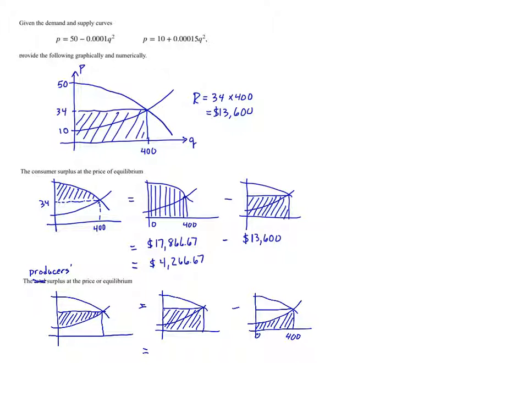So we know the area here is 13,600, and if we were to find the area under the supply curve between 0 and 400, that would be $7,200, in which case our producer's surplus would be $6,400.